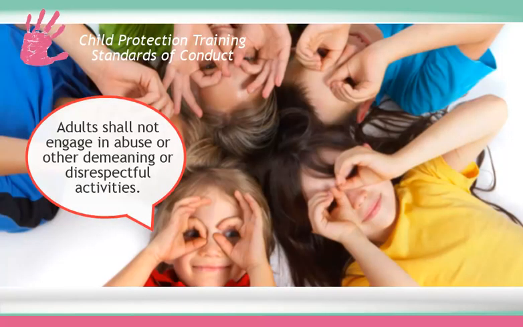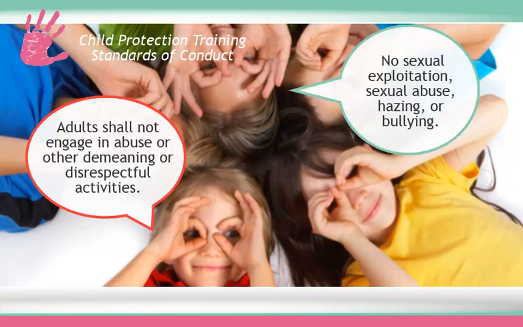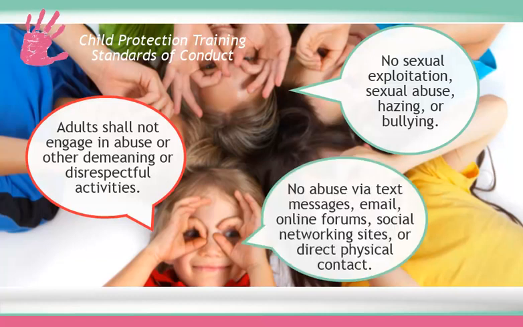Adults who are involved with minors on campus or in university-sponsored activities shall not engage in abuse or other demeaning or disrespectful activities of any kind toward or in the presence of a minor, including sexual exploitation, sexual abuse, hazing, or bullying in any form, whether by means of text messages, email, online forums, social networking sites, direct physical contact, or any other method.